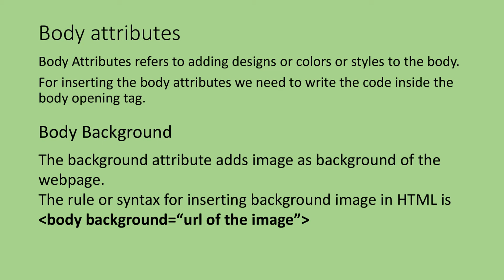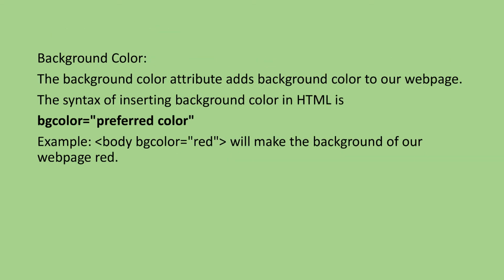The first one is body background. The background attribute adds an image as background of the web page. The rule for inserting a background image in HTML is background equal to URL of the image. Next is background color. The background color attribute adds background color to our web page. The syntax of inserting background color in HTML is bgcolor equal to preferred color. For example, body bgcolor equal to red will make the background of our web page red.